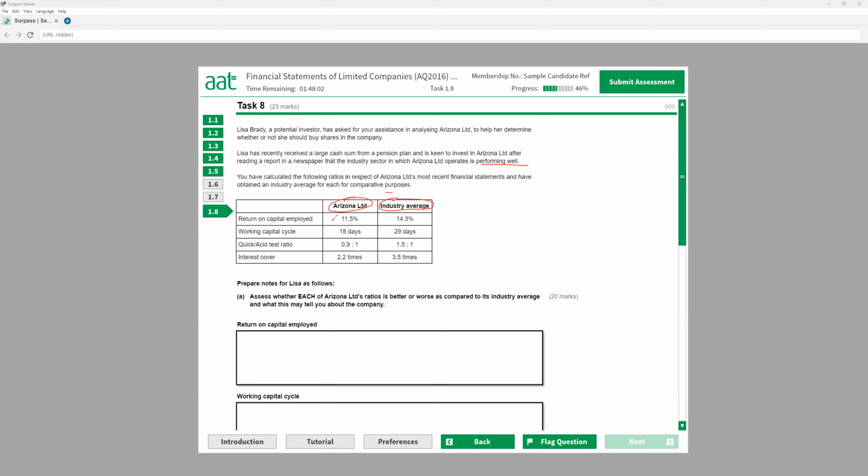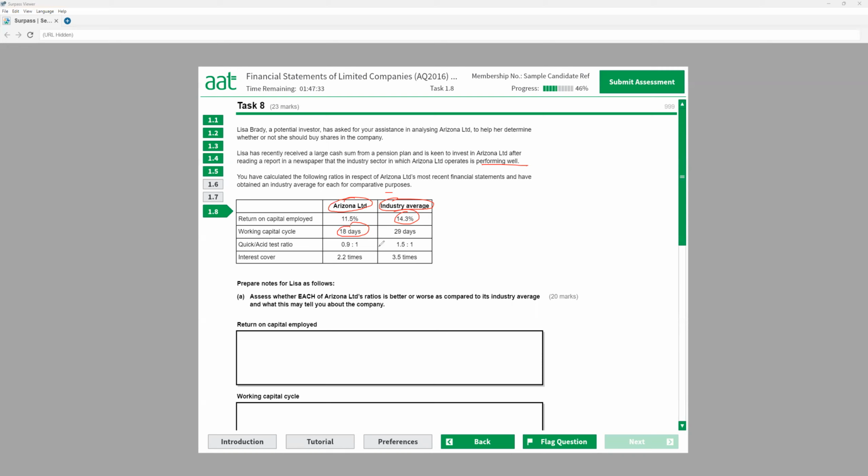Okay, ROCE is not very good because return on capital employed is better in the industry, not in A Limited. Working capital cycle, A Limited is better because money is coming quicker, so they convert the inventory, receivables, and payables into cash in 18 days. On the other hand, in the industry it is 29 days.